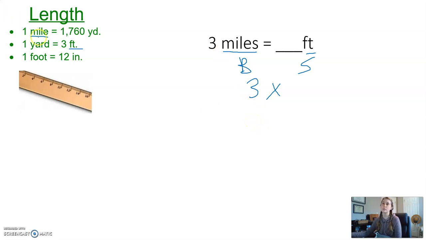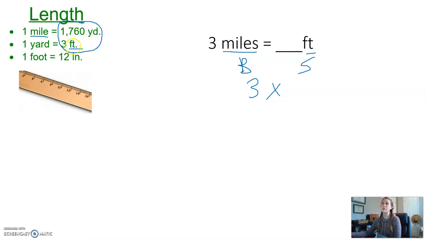Here's the tricky part. Miles and feet, we don't have a conversion for them. I can see that 1 mile equals 1,760 yards, and I can see that 1 yard equals 3 feet, but I do not have a conversion for miles to feet. So I'm going to have to create that conversion myself. To do that, I'm going to use these two measurements here.